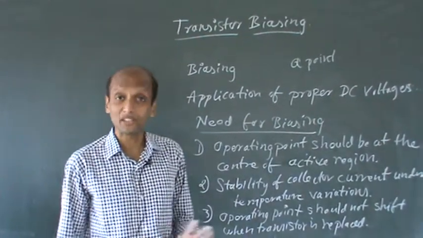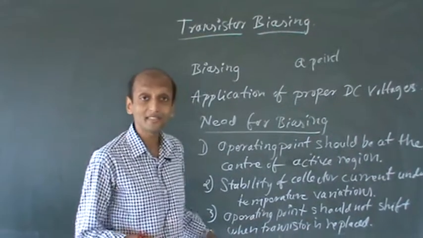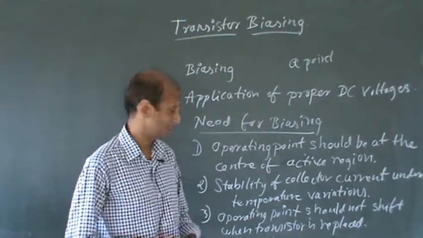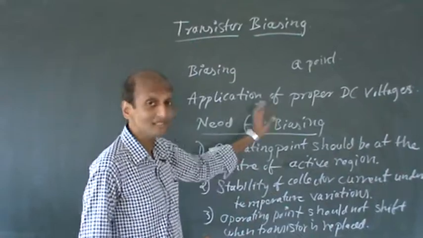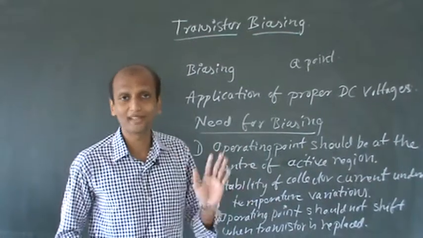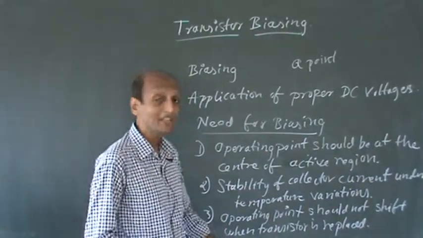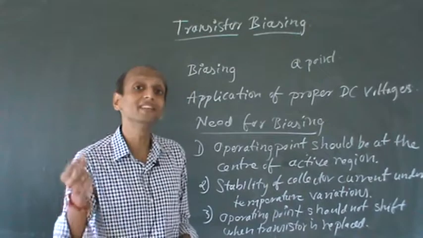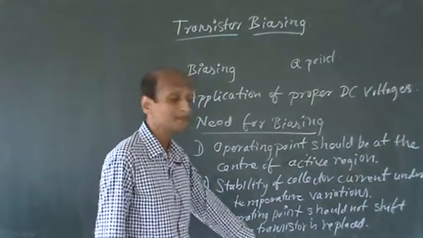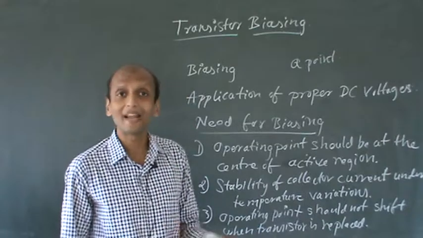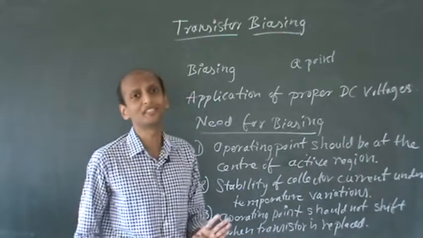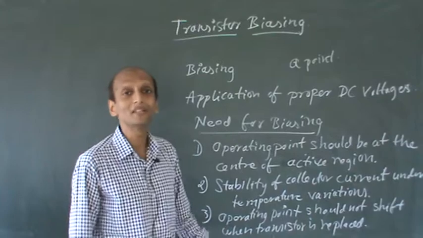Operating point should not shift if you replace the transistor. We have designed a circuit and I have given proper biasing voltages, isn't it? So if I replace the transistor by another transistor of the same type, at that time nothing should change. Okay, so this is our third point.